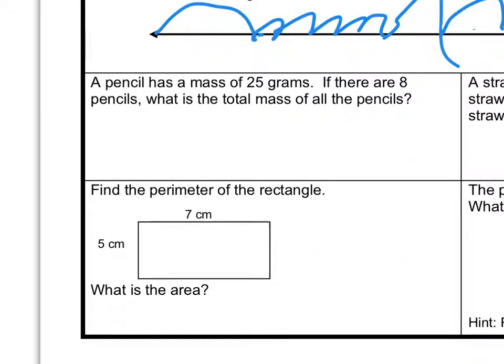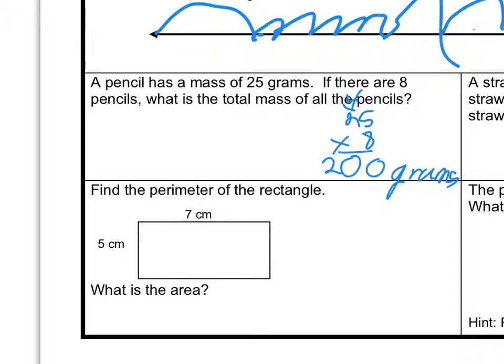It says, a pencil has a mass of 25 grams. If there are 8 pencils, what is the total mass of all the pencils? So one pencil has the mass of 25 grams. If there are 8, that means we're going to have to multiply. So once we multiply, we're going to put the 25 on top and the 8 on bottom. So 8 times 5 equals 40, but we're going to bring the 4 up here. And now we have to do 8 times 2, which equals 16. We're going to add 4 to that 16, which makes it 20. So overall, you get 200 grams.